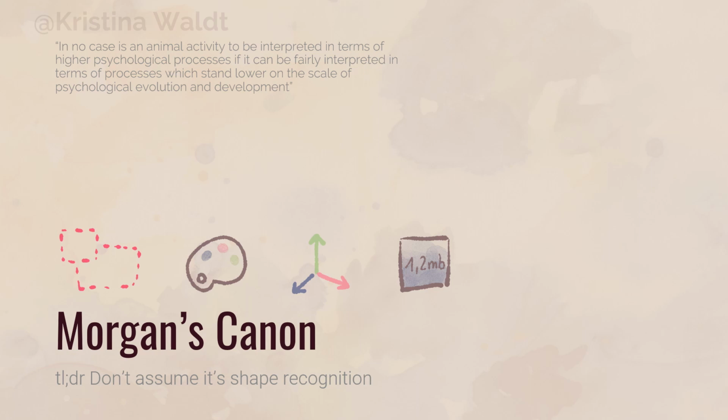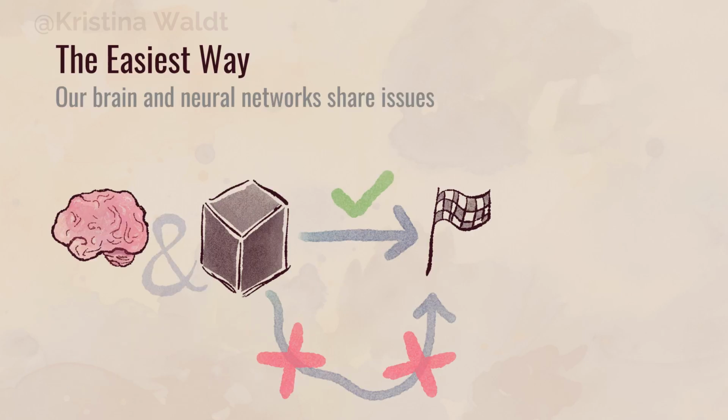The canon originally applies to animal studies and says that we should not assume a complex solution if a simpler one is just as effective. In our case, we should not assume that our model learned to recognize shapes, unless we can guarantee that it didn't solve it in an easier way, for example by checking pixel position or color, or maybe even relying on file size. Choosing the easiest way isn't the model being lazy, it's a symptom of it working as intended.